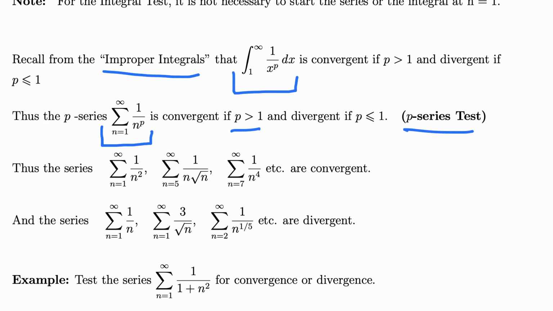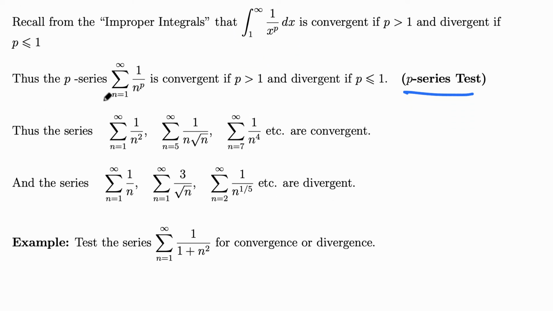In this case, n is 1, 2, 3, 4, discrete numbers. Here, 1 through infinity in the integral covers 1, 1.001, all the numbers, infinitely many numbers, in fact. So let's apply this p-series test.